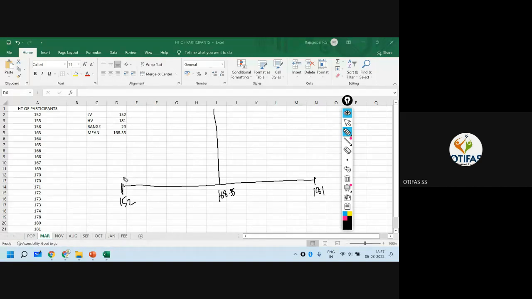Now, what do you do? You will find the distance of each value from the mean. How much is the difference from 152 to 168.35? So this is called 16.35. X bar is 168.35. X is 152, minus X bar 168.35. How much?